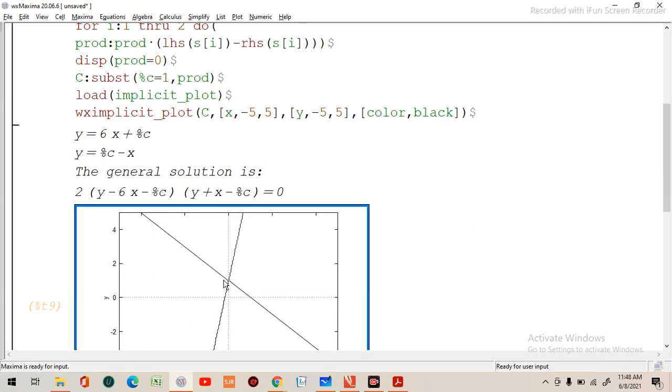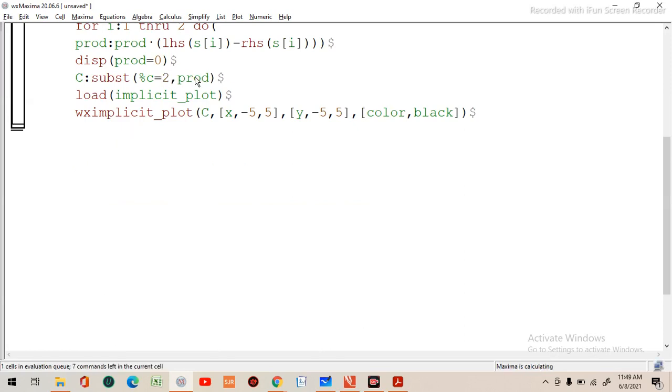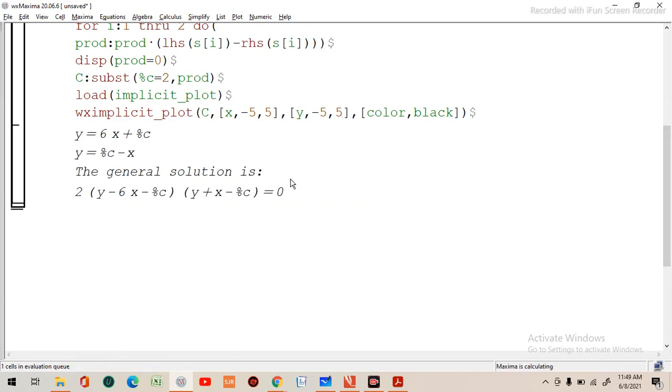Where is C equal to 1 coming, here this y value. These two curves are intersecting at the value 1. Now I will give 2. Just see the output.